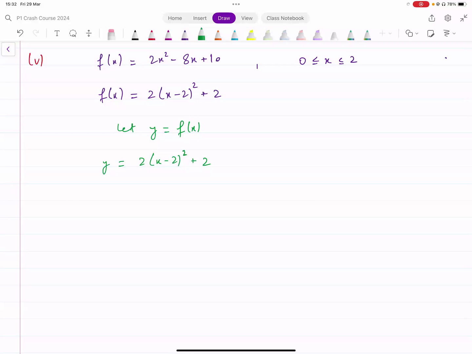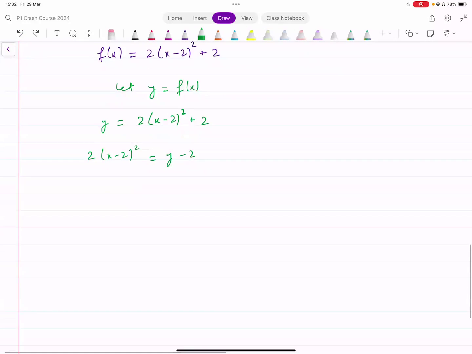Now you make x the subject. How do you do that? You have 2 into x minus 2 whole squared. Take this to the other side, and that will give you y minus 2. I've just interchanged the left side and the right side. I've written this thing on the left, this on the right. Doesn't make any difference, right?